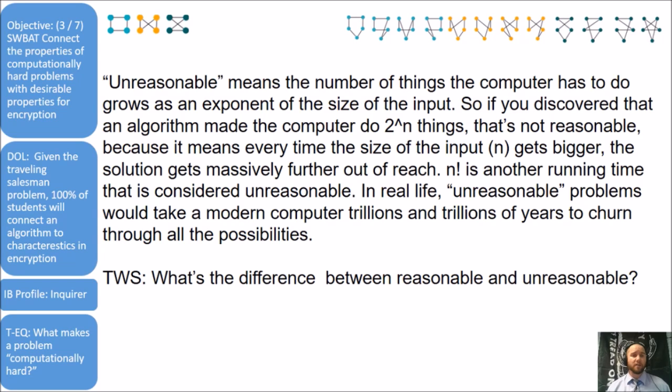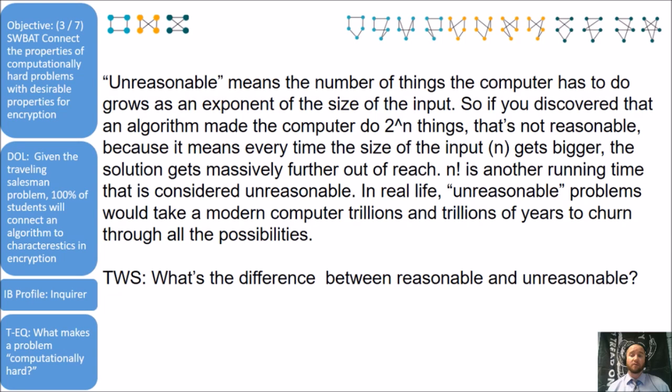Okay, so let's talk about unreasonable now. This means the number of things a computer has to do grows as an exponent of the size of the input. So if you discovered that an algorithm made the computer do 2 to the n things, that's not reasonable, because it means every time the size of the input, n, gets bigger, the solution gets massively further out of reach. N factorial is another running time that is considered unreasonable.